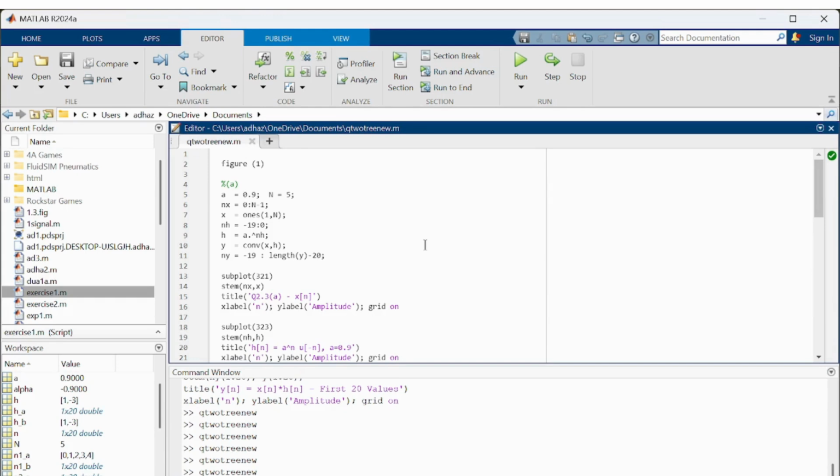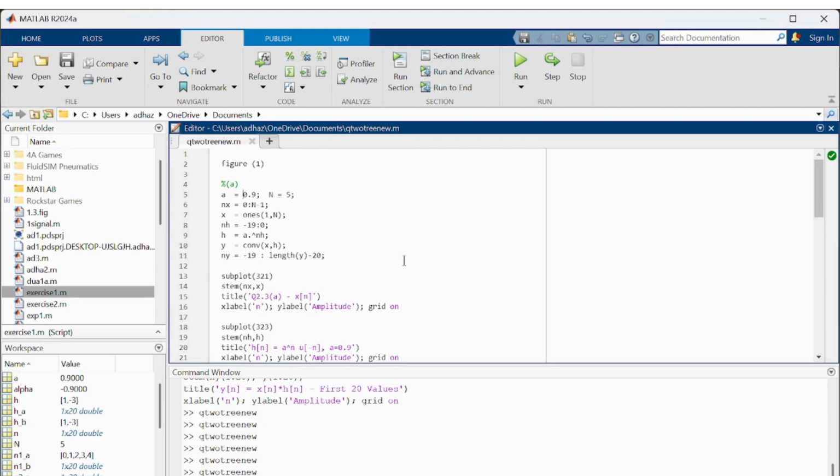We start part A by setting A equal to 0.9, n equals 5. Then we define the index Sn from 0 to n minus 1, which gives us n equals 0, 1, 2, 3, 4. S is defined as a vector of ones with length n. H is computed as a raised to the power nh, which gives us the values of 0.9 to the power of n over that range. Now because n is negative in this range, 0.9 to the power of n will give values greater than 1 and growing as n goes more negative.